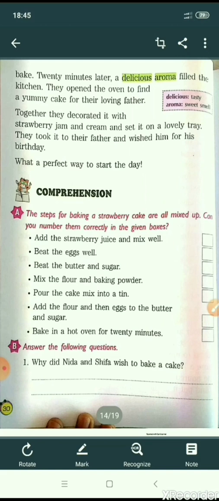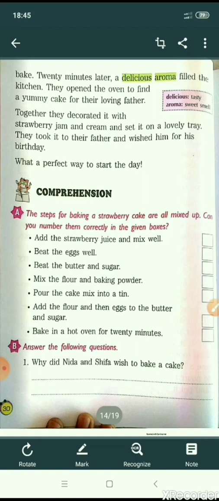Now, last paragraph. Together, they decorated it with strawberry jam and cream and set it on a lovely tray. They took it to their father and wished him for his birthday. What a perfect way to start the day.